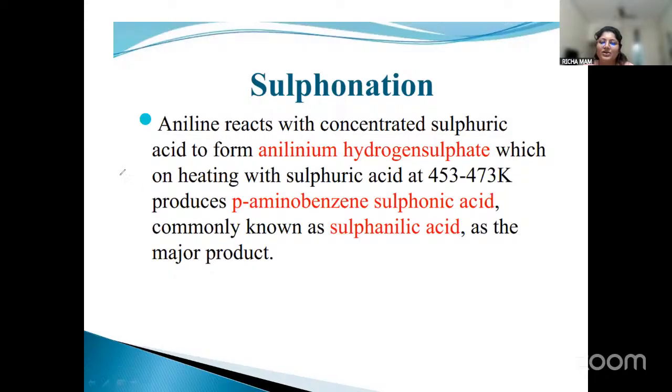So aniline is going to react with concentrated sulfuric acid and form anilinium hydrogen sulfate, which on further heating with sulfuric acid at 453 to 473 Kelvin is going to produce para-aminobenzene sulfonic acid, also called sulfanilic acid, as the major product. So let us see the reaction.